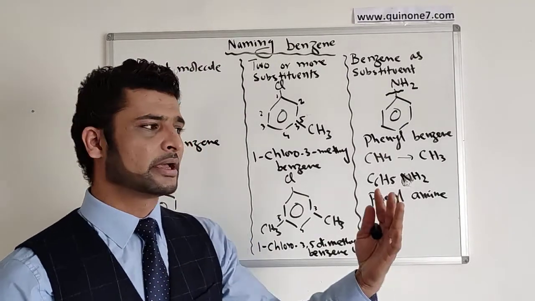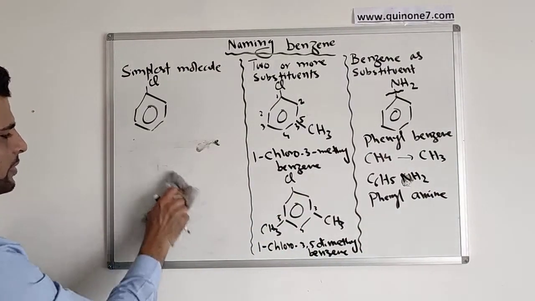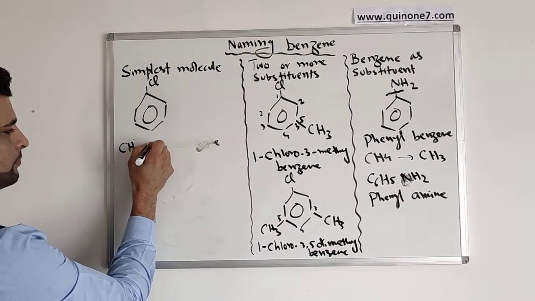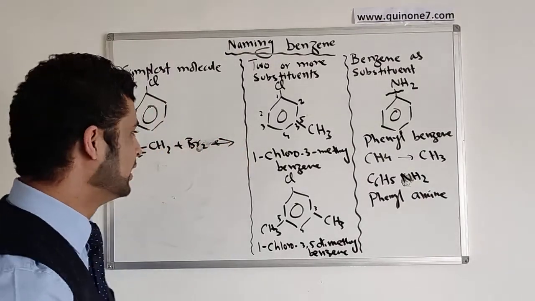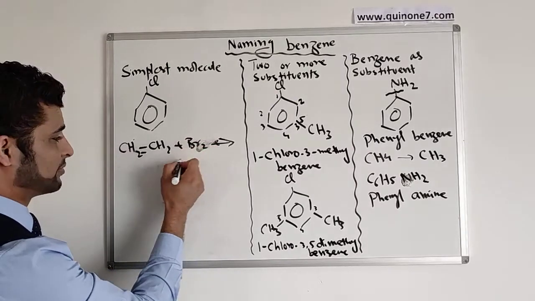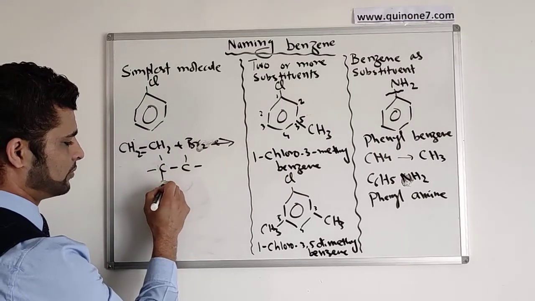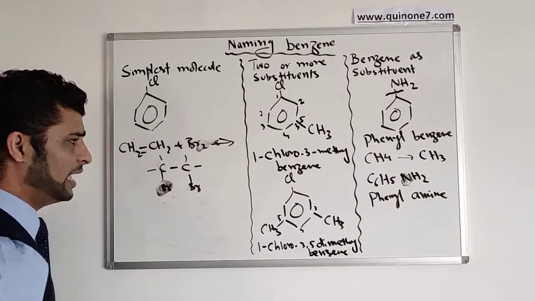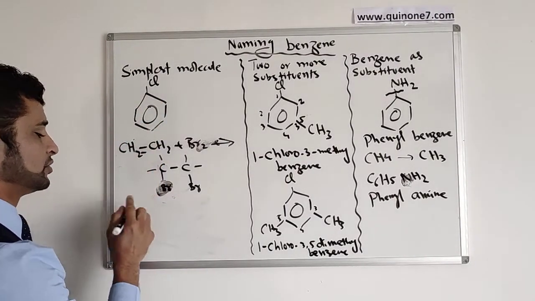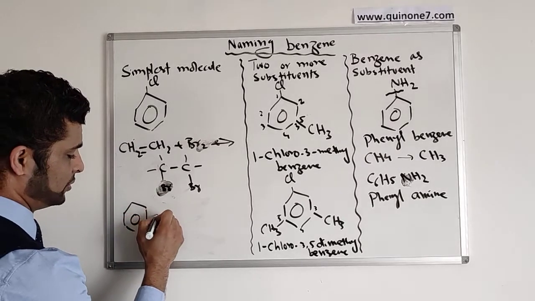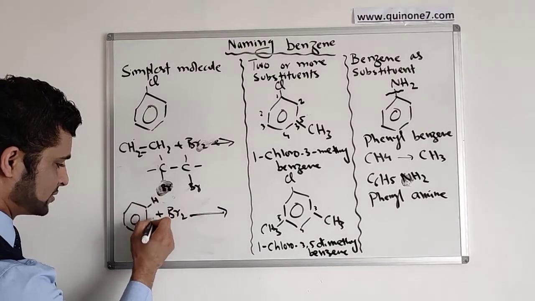For example, if you remember, alkenes react with bromine water, an orange-brown solution, and it gets decolorized because it undergoes an addition reaction. Each carbon gets one bromine atom, and that is called an electrophilic addition reaction. But in benzene, addition is not going to happen, so benzene prefers to undergo substitution. Each carbon has one hydrogen.